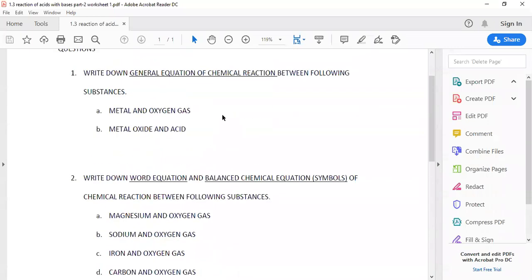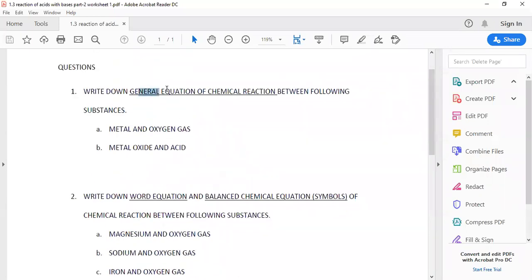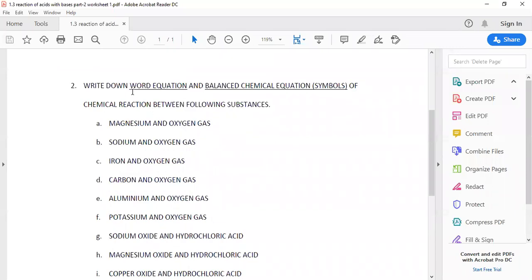In the first one, I want you to write down the general equation of the reaction between a metal and oxygen gas, and of a metal oxide and an acid, which we just discussed. I want you to write down the word equation and the balanced chemical equation of magnesium and oxygen gas going into reaction, producing metal oxide. Sodium and oxygen gas will also produce a metal oxide.